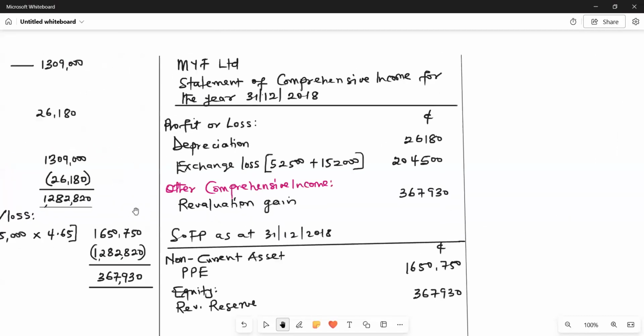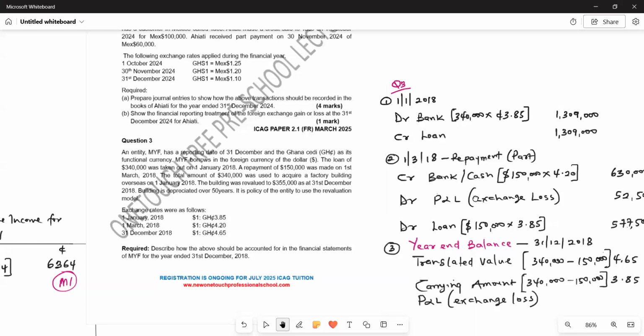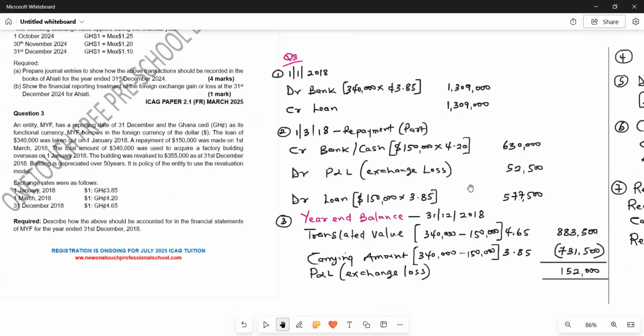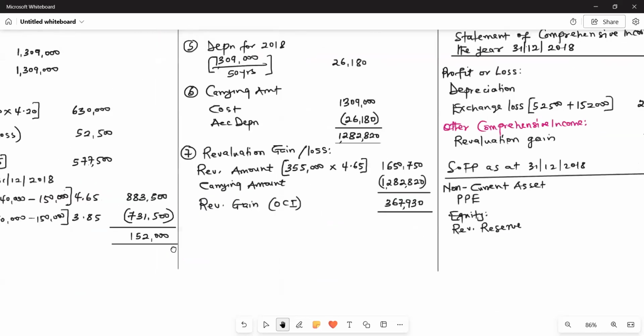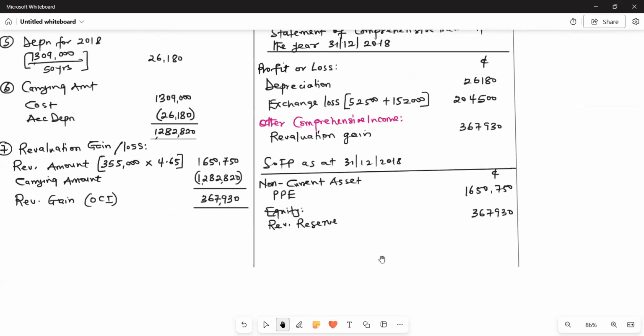Okay, so I think we need to take the picture for this one too. We still have the loan. We have the loan now. Yeah, the loan. I didn't bring the loan amount. It should be 883,500. That's the translated value. Non-current loan. So that is 883 what? 883,500.